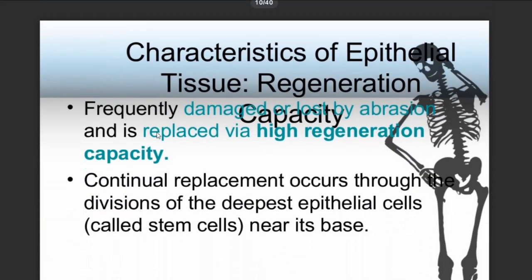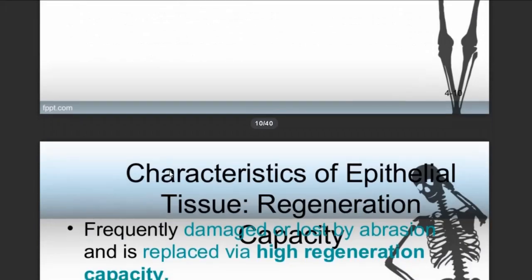Characteristics of epithelial tissue on the basis of regeneration capacity. They have high regeneration capacity. Means that if epithelial tissue is damaged, they can regenerate very rapidly and replace that wounded tissue with a healthy one. Continual replacement occurs through the divisions of the deepest epithelial cells, called stem cells, nearby its base.